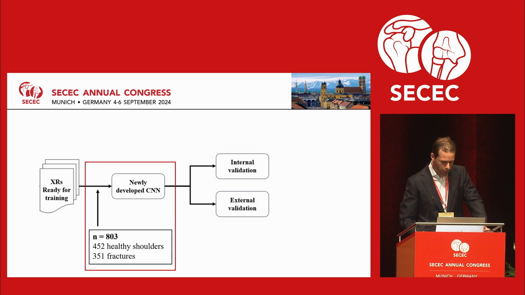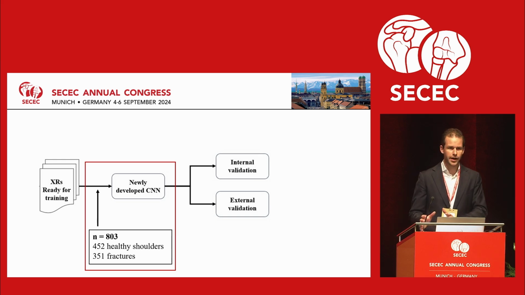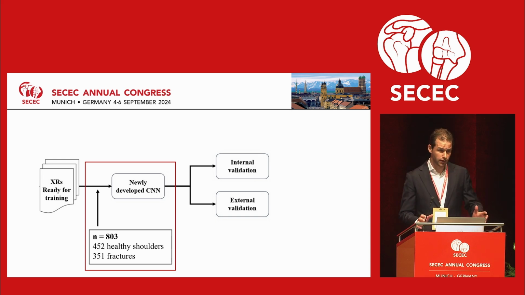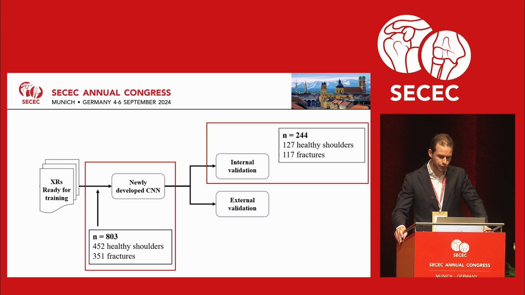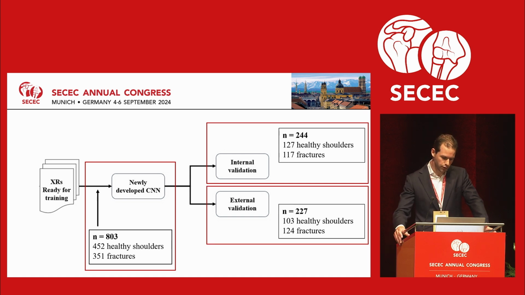So we trained the algorithm. That was the first step. We had 803 patients, most of them healthy shoulders, and 350 fractures. Then we had our algorithm. That was done on South Australian data, and then we internally validated it on a subset of that. So there was a random set of 244 shoulders. And then after that, we externally validated it on data from 2 Dutch hospitals. That was done on 227 patients.